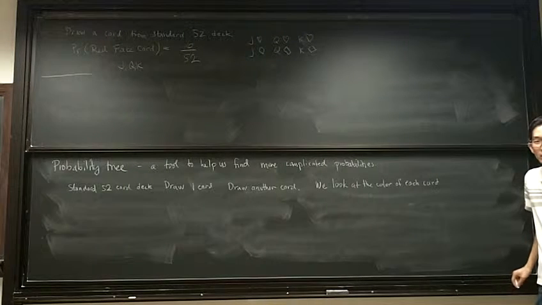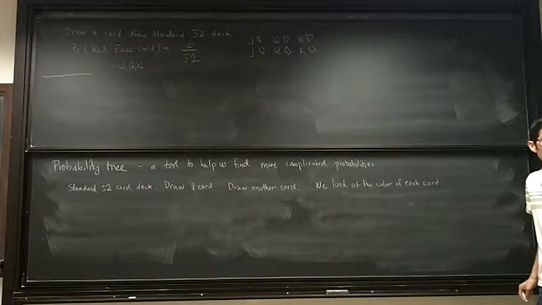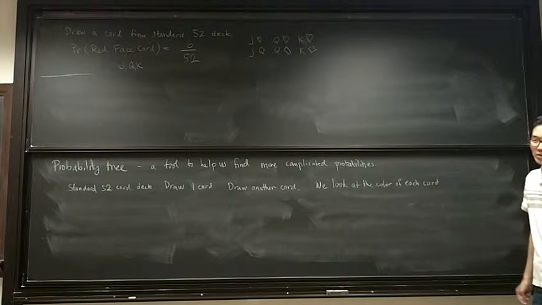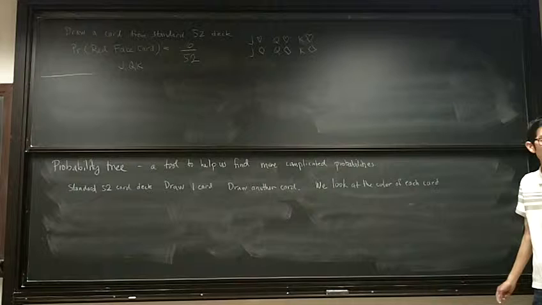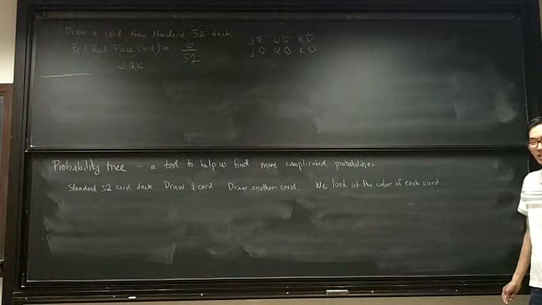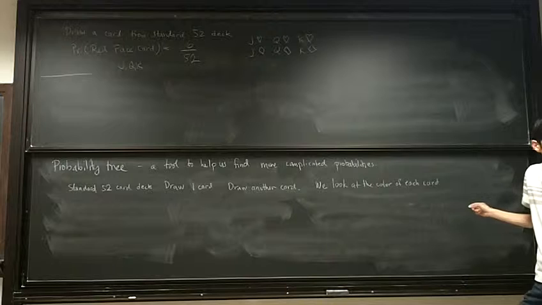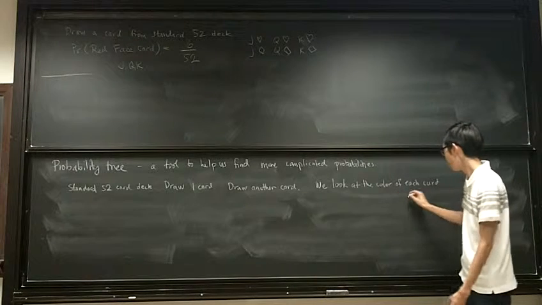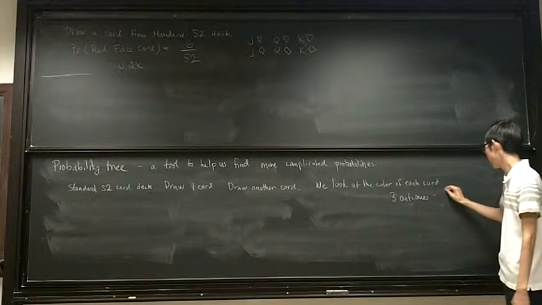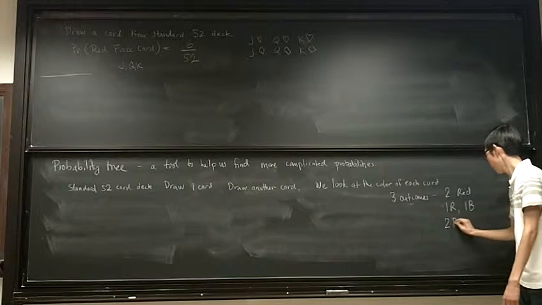Okay, so what are the possible outcomes? Black or red. But at the end of drawing 2 cards, what can I possibly end up with in my hand? I could have 2 red cards, 1 red and 1 black card, or 2 black cards. And what's the probability of each of these things happening? So I've got three outcomes: 2 red, 1 black, and 2 black.